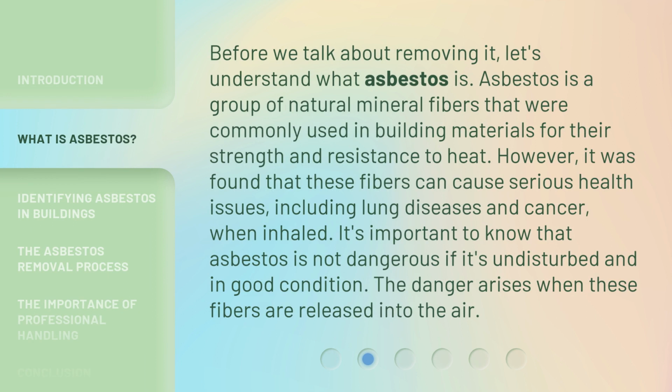Before we talk about removing it, let's understand what asbestos is. Asbestos is a group of natural mineral fibers that were commonly used in building materials for their strength and resistance to heat. However, it was found that these fibers can cause serious health issues, including lung diseases and cancer, when inhaled. It's important to know that asbestos is not dangerous if it's undisturbed and in good condition. The danger arises when these fibers are released into the air.